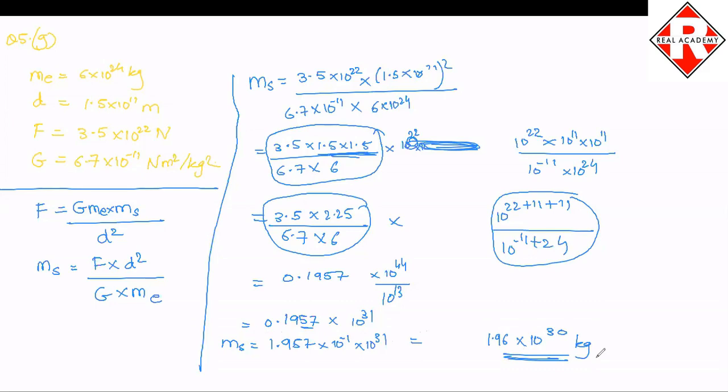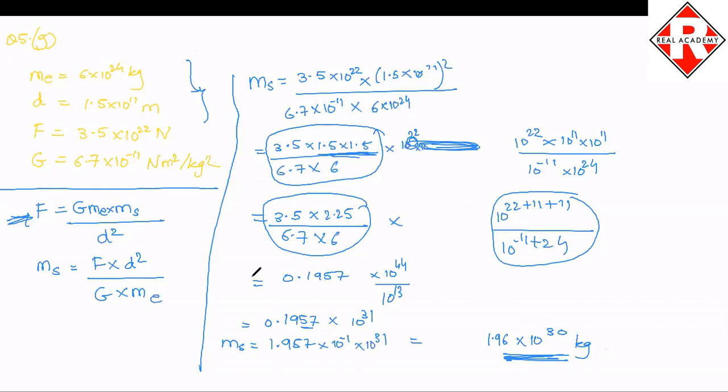So what is the answer that you get? Mass of the sun is 1.96 into 10 raised to 30 kgs. So we just wrote all the data, and then we just applied the formula of Newton's law of gravitation, F is equal to G m1 m2 upon d square. We substituted the values and then we found the answer. So knowing those formulas is very important while solving these numericals.